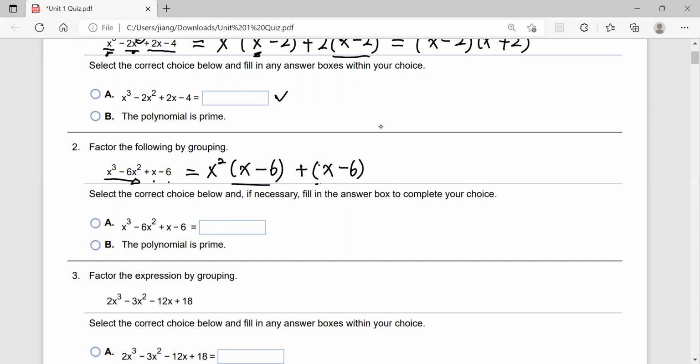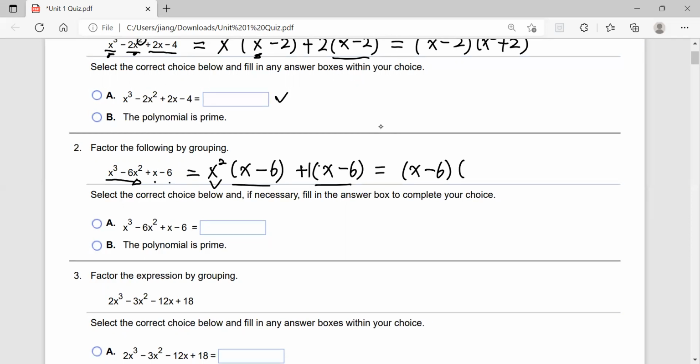Both of them have the x minus 6. Pull out the GCF x minus 6. So I have x squared left. And here must have 1. So x squared plus 1.